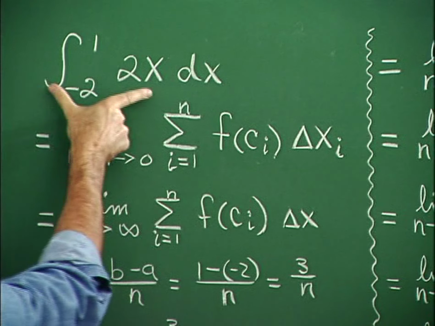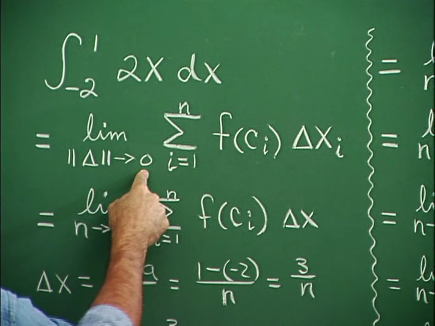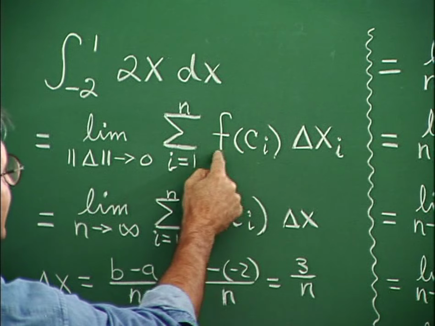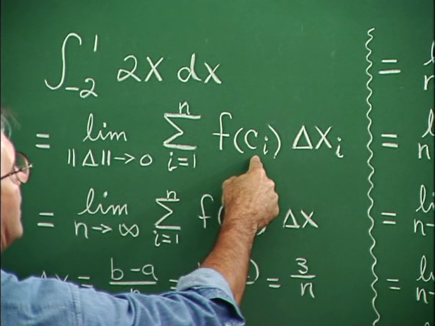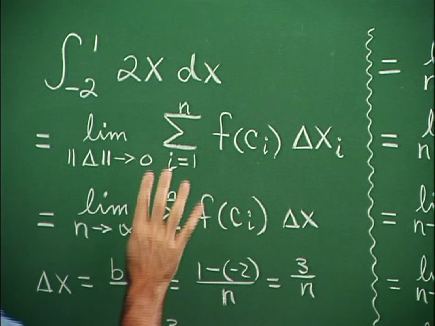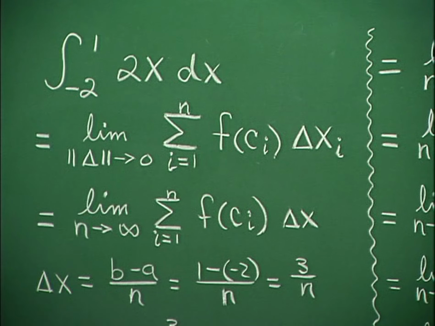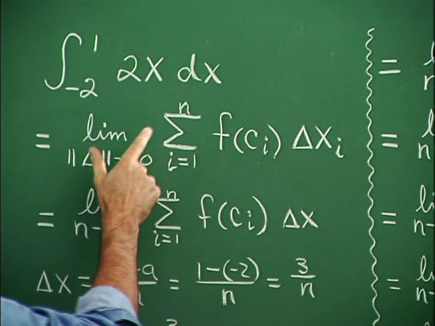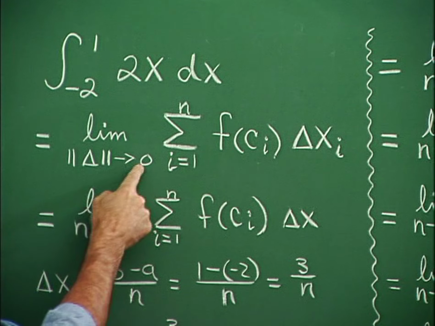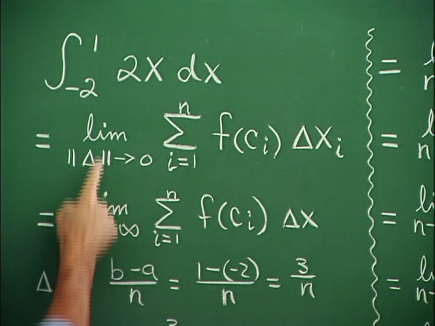Now, according to our definition, we want the limit as the norm approaches 0 of the sum as i goes from 1 to n of f of c sub i times delta x sub i. Now we're going to make some restrictions here to designate the c sub i and the delta x sub i, and we'll do that in just a moment. But let's understand that it's equivalent. This is the same thing as saying, since the norm approaching 0 means the same thing as n approaching infinity, we can say it this way.